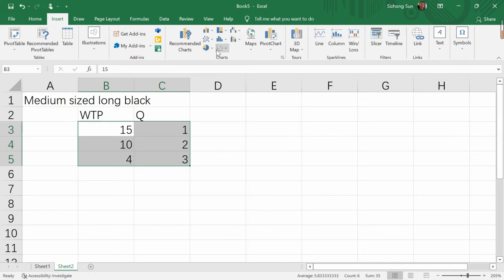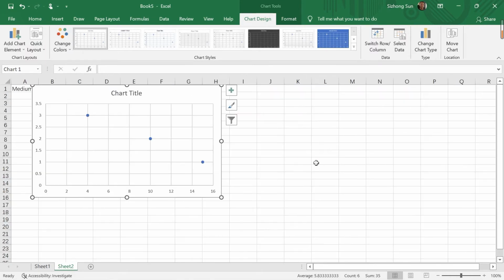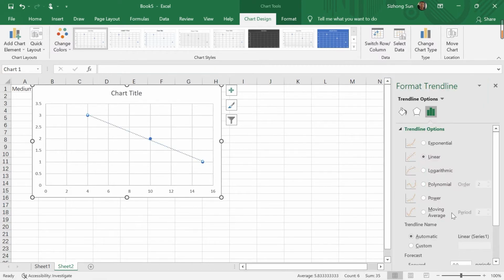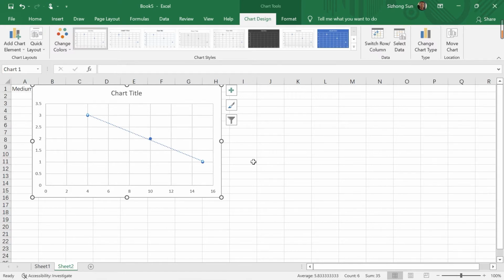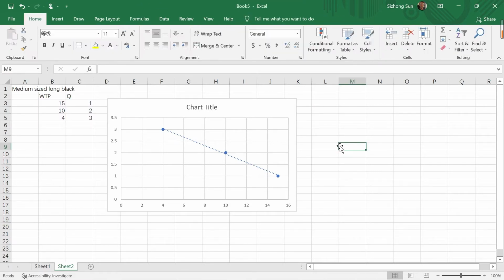We can draw a scatter plot like this, and fit a trend line. Estimate a trend line. So this dotted line is like a demand function. Okay, that's the idea of estimating this demand function. Let's look at examples in greater detail. The first step we are going to do is to implement a survey to solicit consumers' willingness to pay.